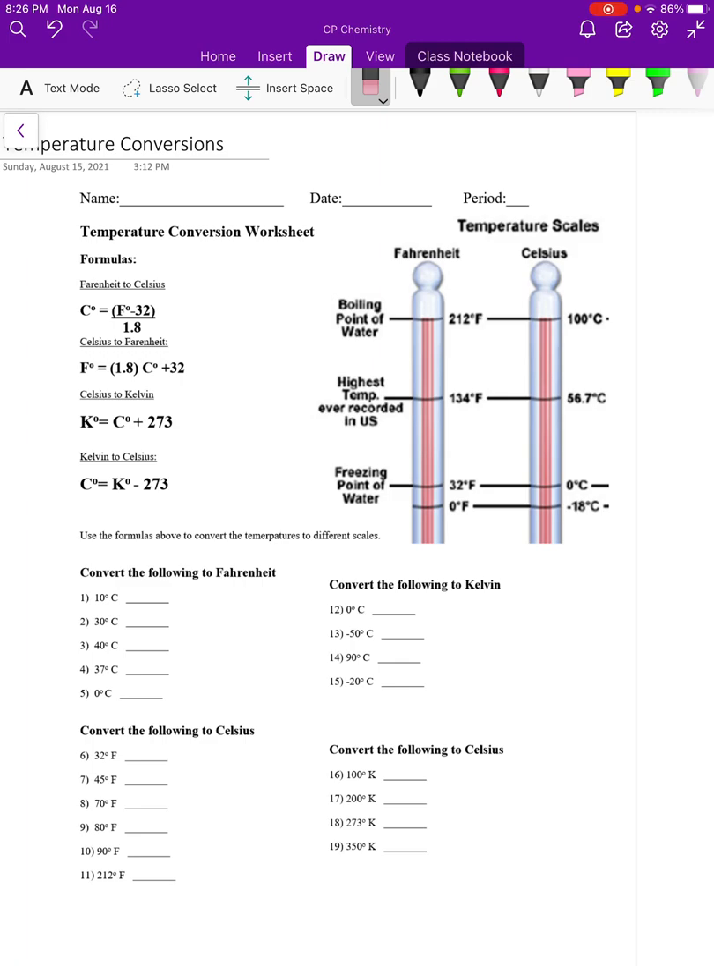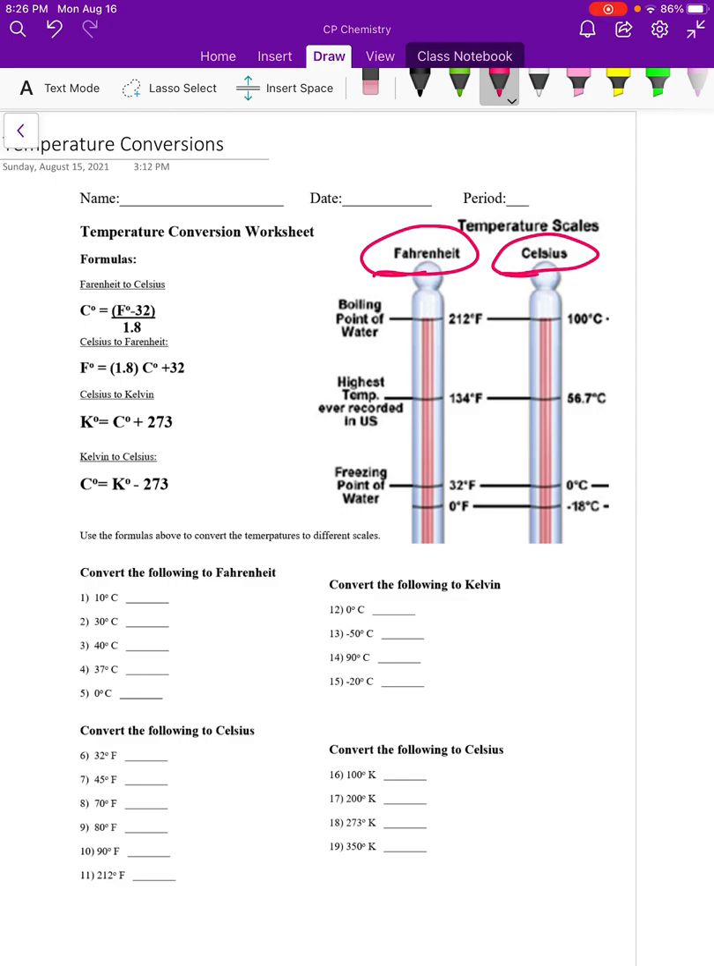Okay, this video is going to introduce you to temperature conversions. In this chemistry class, we're going to see different scales. Two of them you've probably already heard of: one is called Fahrenheit and one is called Celsius. The Celsius scale is based on water freezing at 0 degrees and boiling at 100 degrees.